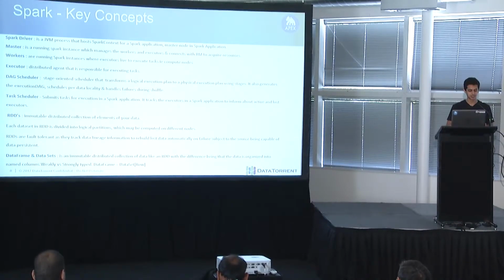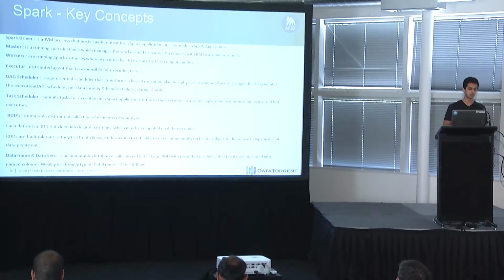In addition to this, there is a master process that manages the workers and executors and connects to a pluggable resource manager. So Spark has multiple flavors of resource managers: it works with Mesos, it works with Yarn. They have a similar implementation for a local mode, just a native resource manager.